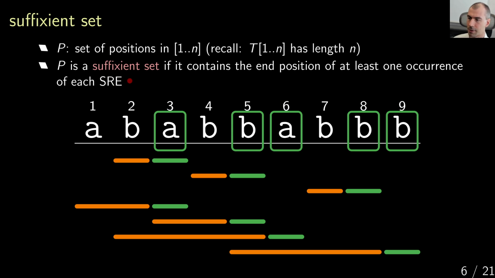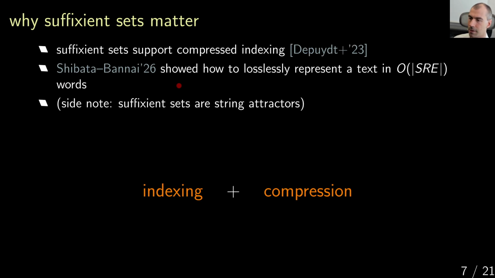Okay. Now we know what a sufficient set is, but why are they important? In the initial paper, they were introduced for compressed indexing. And recently, it has been shown that you can represent a text losslessly in space of the order of the number of SREs, words. And as a side note, sufficient sets are string attractors, if you know what string attractors are. So sufficient sets are a nice concept within indexing and compression.